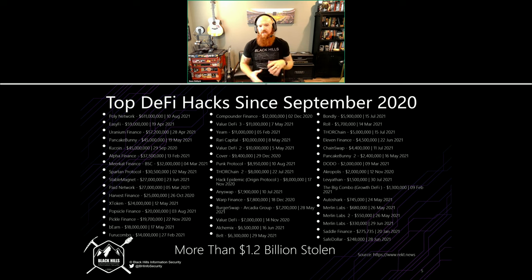Just think about those numbers for a second, right? Colonial Pipeline, when they had the ransomware attack, the ransom was less than $5 million. But most of these exploits that have occurred against smart contract projects are a lot higher than that.